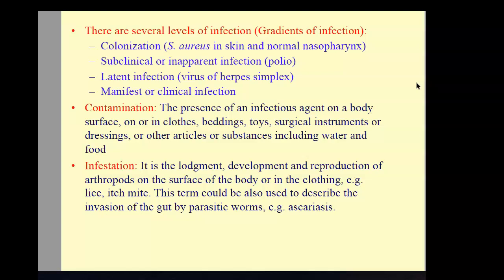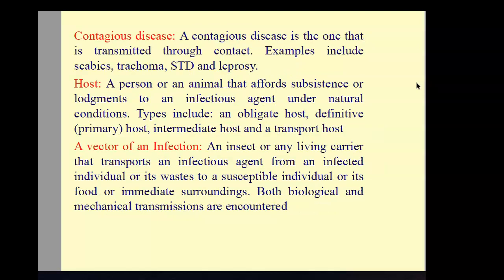These we call infestation. But this term could also be used to describe the invasion of one's gut by a parasitic infection, normally Ascaris or hookworm. Contagious disease. A contagious disease is one that is transmitted through contact. An example can be scabies, trachoma, STDs, leprosy, or even COVID-19. COVID-19 is so contagious because it is easily transmitted from one person to the other, and the rate is very fast, and we say it is contagious.